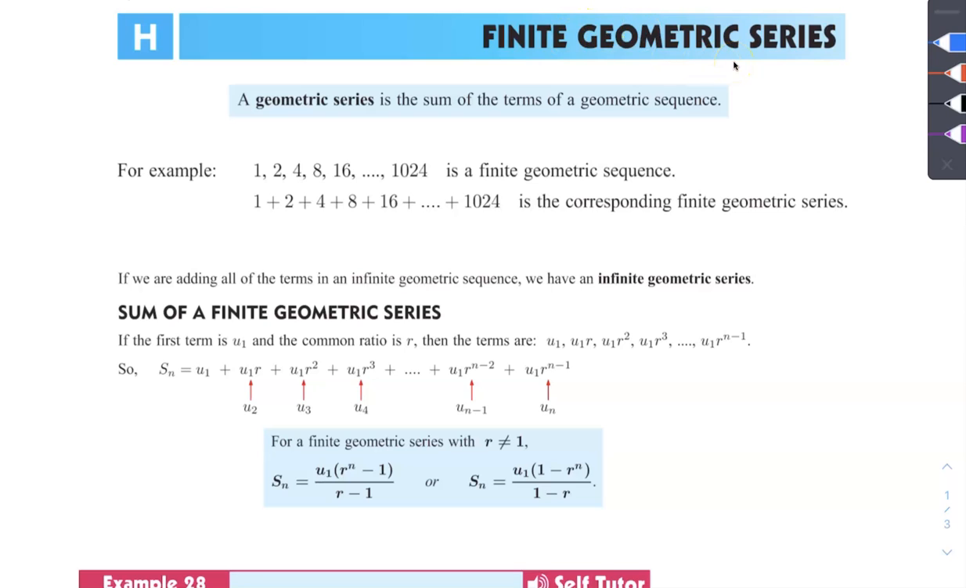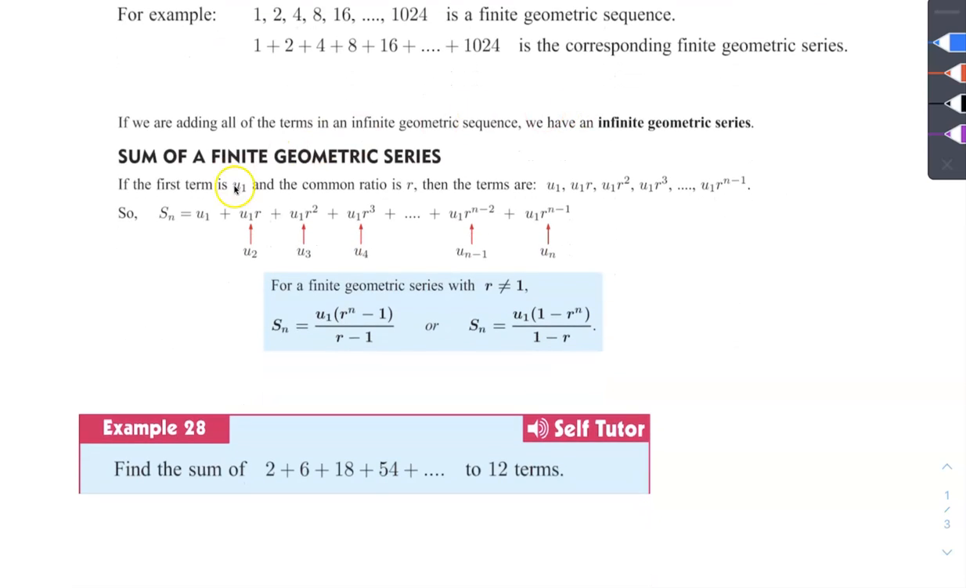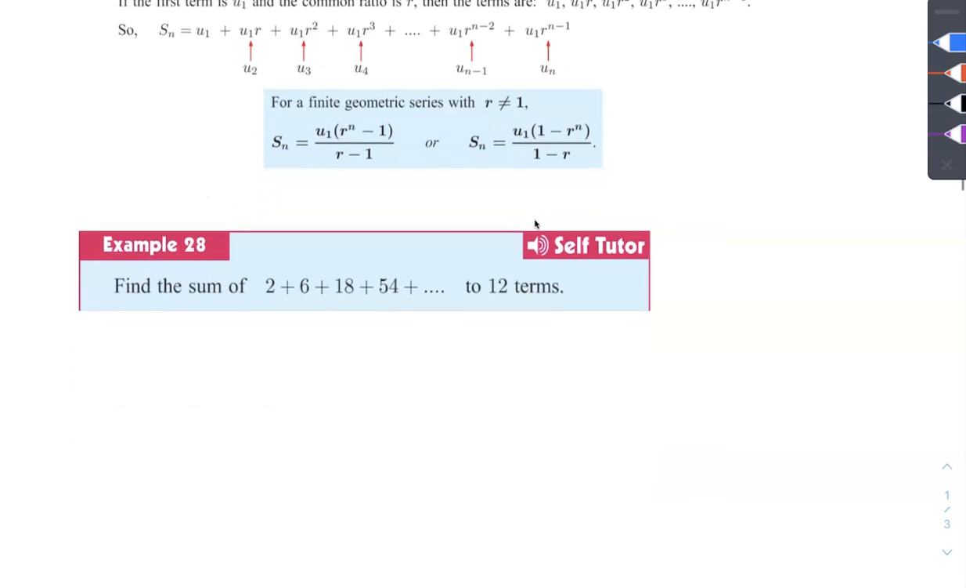Finite geometric series. A geometric series is a sum of terms of a geometric sequence. So we're going to do the finite ones, right? Those are the ones that end. So we're going to talk about how to add the terms of a finite geometric series. There are two formulas. These ones are identical.